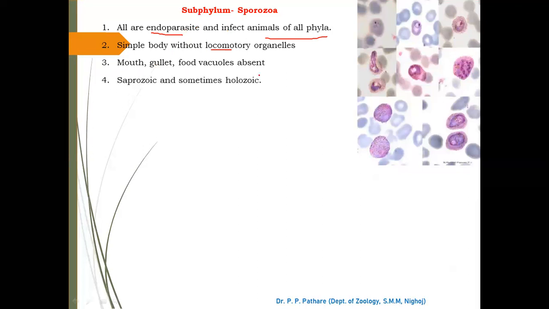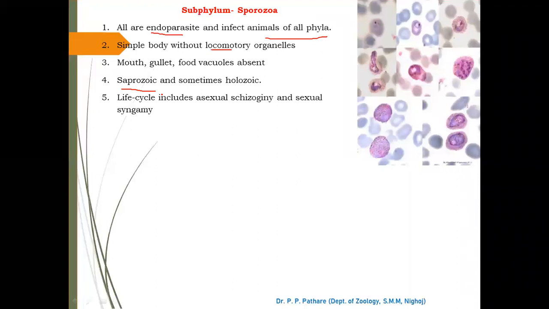The nutrition is generally sporozoic. Sporozoic means feeding on dead, decaying material or food material found in the surrounding environment. Sometimes they also show holozoic type of nutrition. Samajh mein aa raha? What is sporozoic? They depend on dead and decaying organic matter present in the surroundings. Okay. Sometimes they also act with holozoic type of nutrition. The life cycle includes schizogamy and gamy and sexual syngamy.